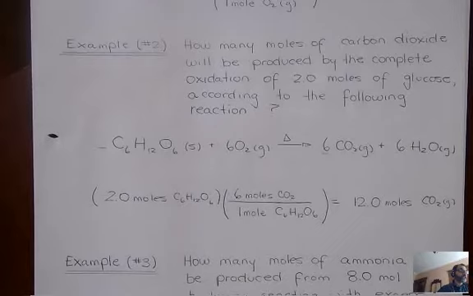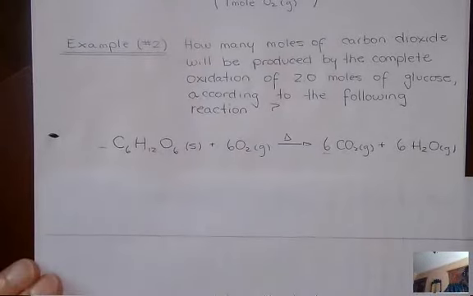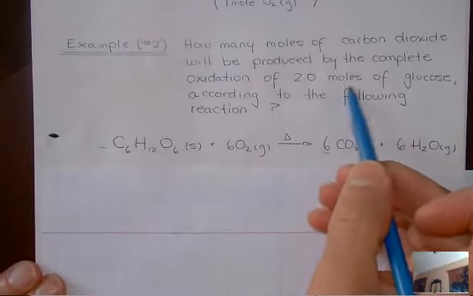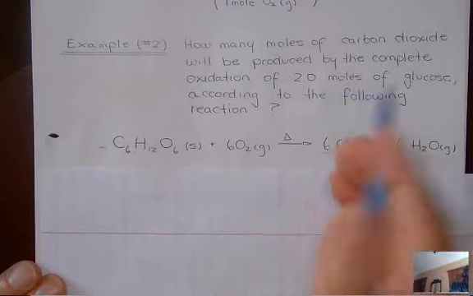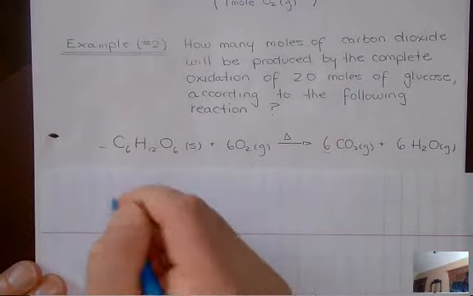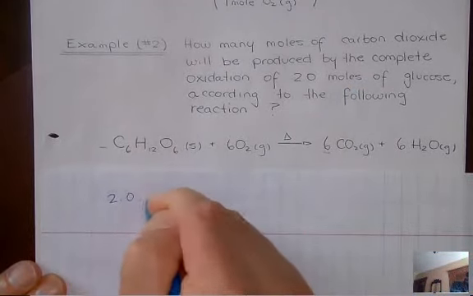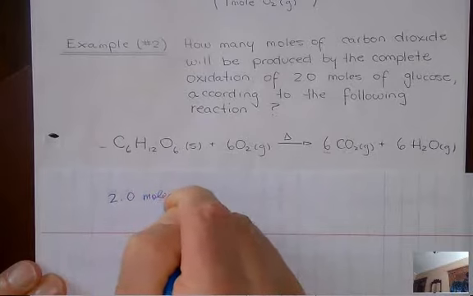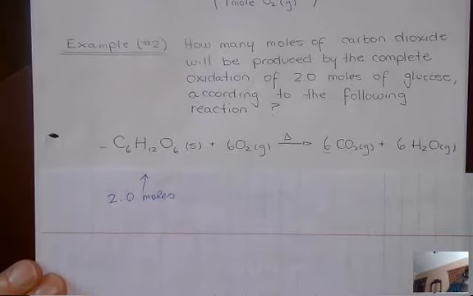So let's read the question carefully. How many moles of carbon dioxide will be produced by the complete oxidation of 2 moles of glucose? Okay. So here's my balanced equation. I know I have 2 moles of glucose, so I write that down. Okay, so this guy over here is 2 moles. That's my starting material. Okay, so 2 moles go in.